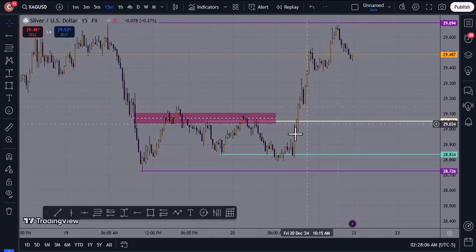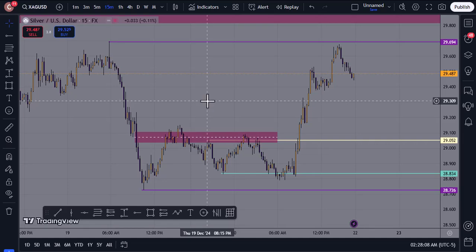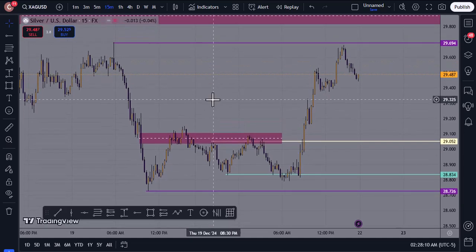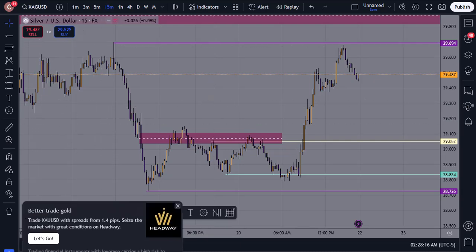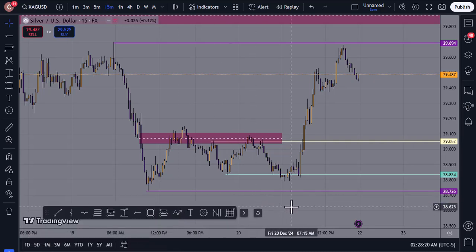Fair value gaps and old highs and old lows, they form lines of defense. Once price gets to them, there is a likelihood that price will either reverse or, what is it called, retrace. So once price gets to them, if they are bullish, they will turn to bearish, and if they are bearish, they turn to bullish. So there is always a reaction when price gets to these key levels.